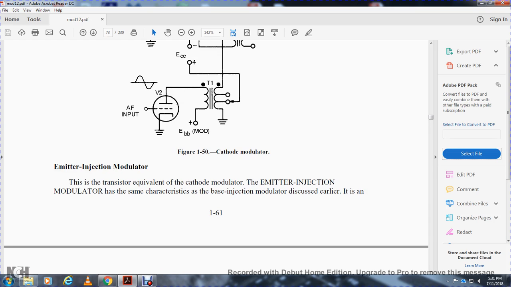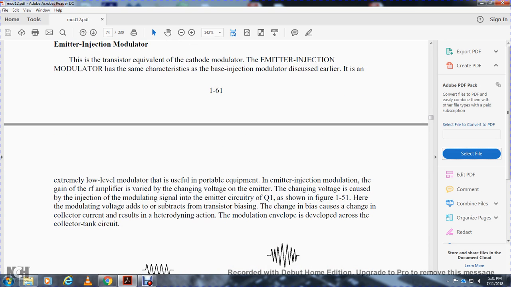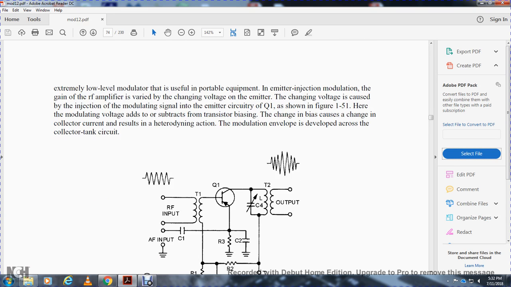Emitter injection modulator. The transistor equivalent of the cathode modulator is the emitter junction modulator, with the same care as the basic injection modulator discussed earlier. At its extreme low level, the modulator is useful with portable equipment. In emitter injection modulation, the gain of the radio frequency varies with the changing voltage of the emitter. The changing voltage is coupled by the injection modulating signal to the emitter circuit of transistor 1, shown in Figure 151. The modulating voltage adds to and subtracts from the transistor bias by changing the collector current, resulting in heterodyne action. The modulation envelope is developed across the collector tank circuit.